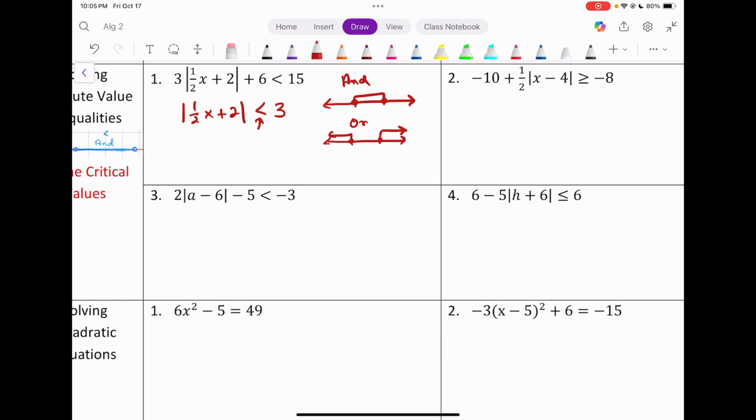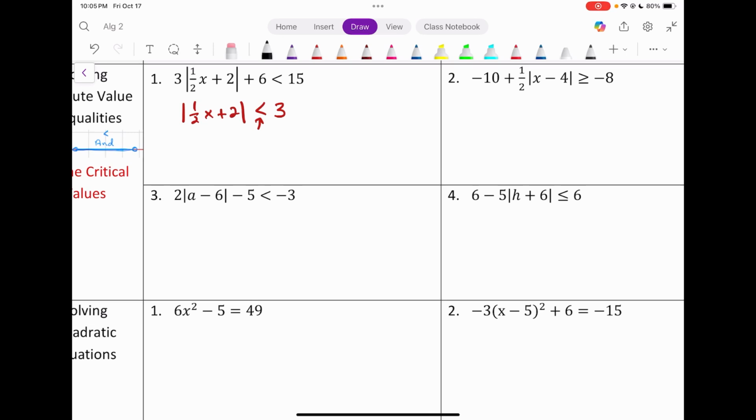If it's a less than, it's going to be an and. If it's a greater than, it's going to be an or. The way I like to remember that is I say the statement "less than greater." Less than greater. If it's a less than, it's an and. If it's a greater than symbol, it's an or.